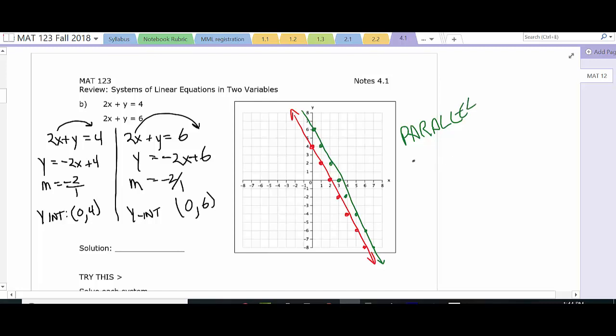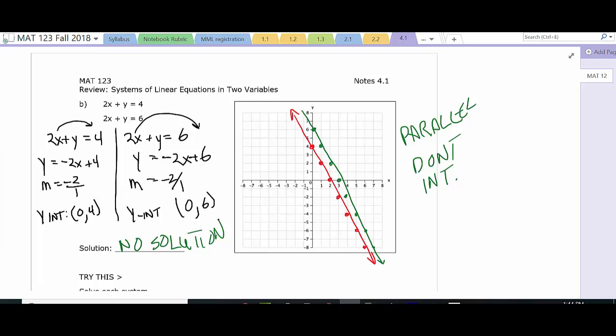So that means since they don't intersect, there's no solution. So we just say that there's no solution as a result. So a system of equations does not have to have a solution. This one's impossible. I want to see if this makes any sense to you guys.